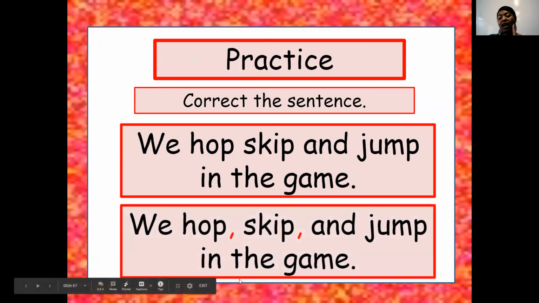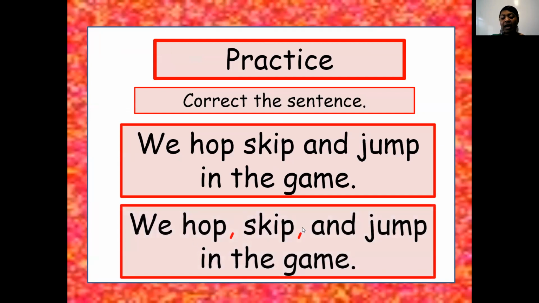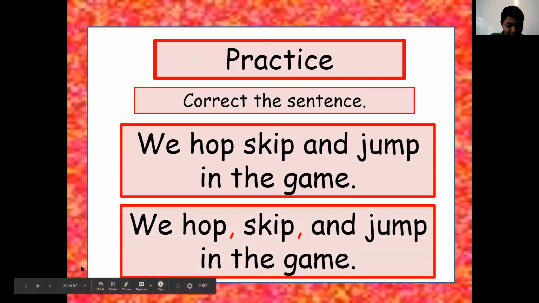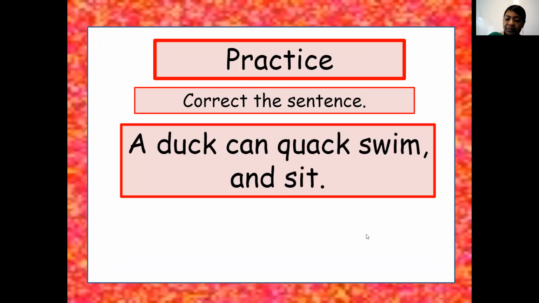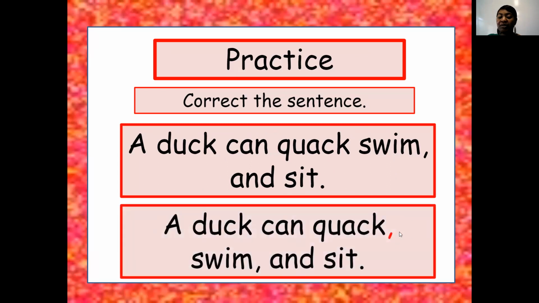We need a comma after the word hop, a comma after the word skip, and that's it. Then we can finish writing the rest of our sentence. A duck can quack, swim, and sit. I see one comma, but I need one more. Where should it be? A duck can quack, swim, and sit. It should be after the word quack.